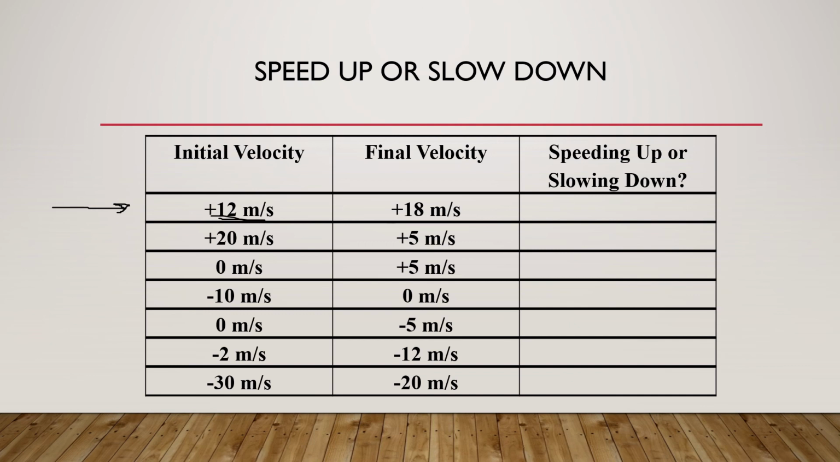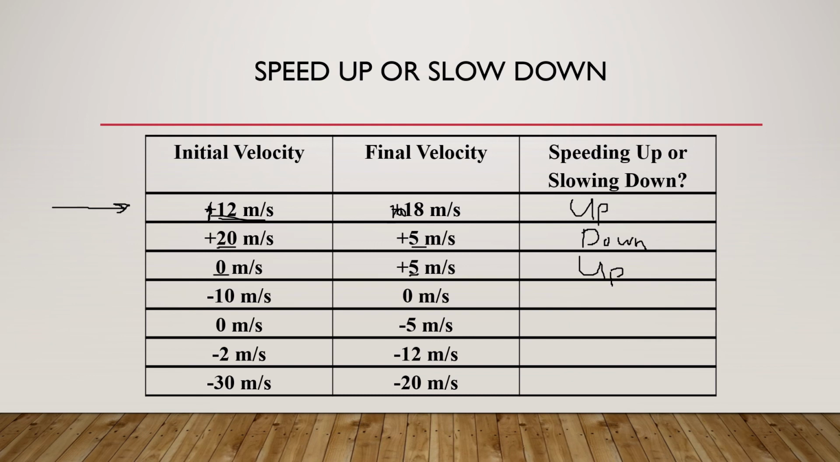So the trick, you guys, the trick is to not look at the positive or the negative and just to look at the numbers. Pretend the positives and the negatives aren't even there. If you start going 12 and you end up going 18, is your number getting bigger or smaller? It's getting bigger, so you're speeding up. If you go from 20 to 5, your number is getting smaller. You're going down. Slowing down. If you start from 0 and you end at 5, you're speeding up.